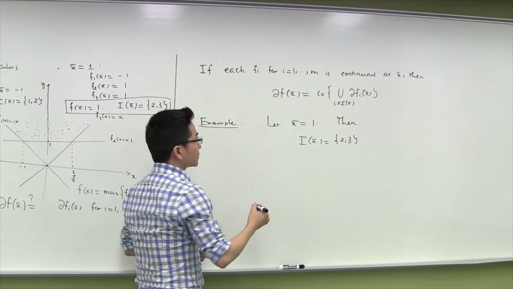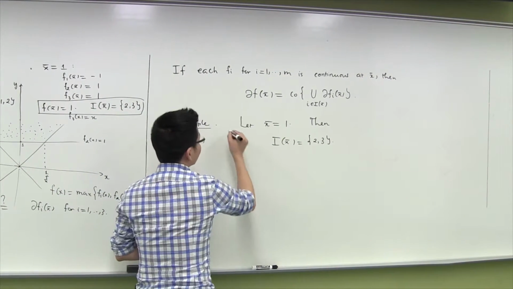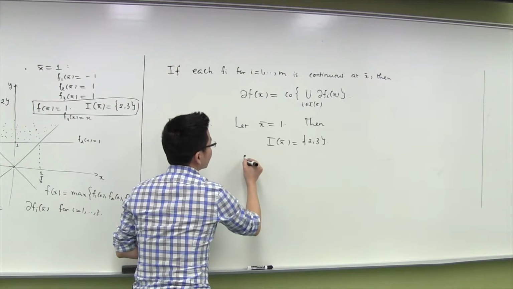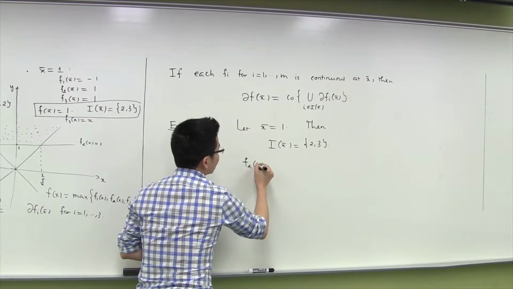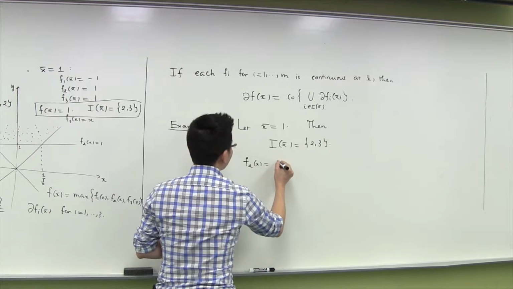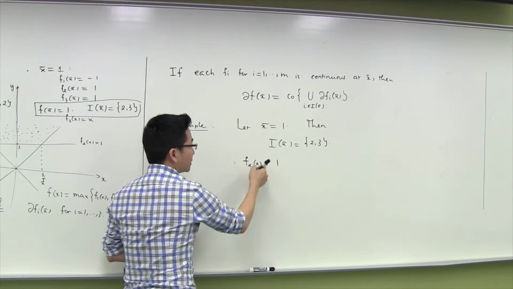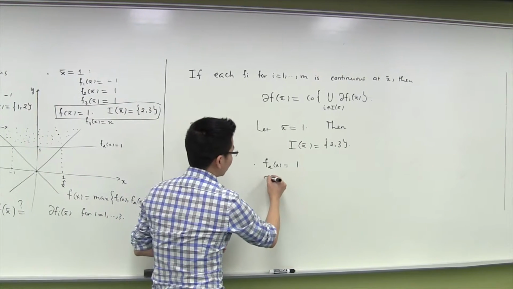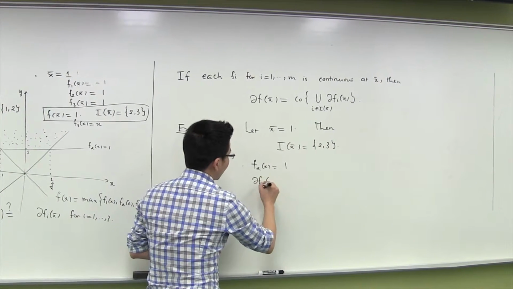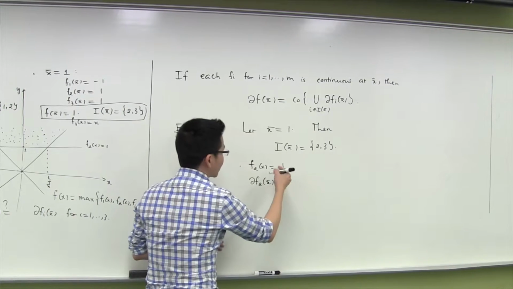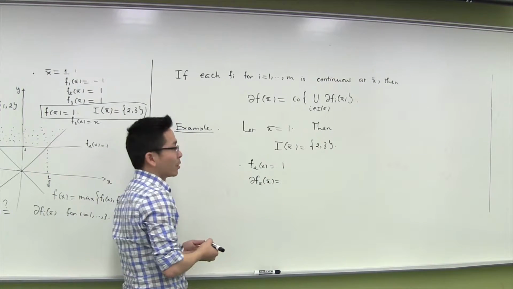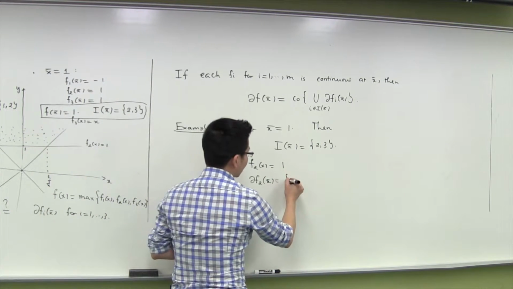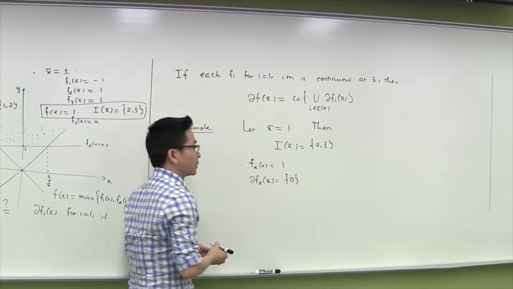Then, for the first function, f2 of x equals 1. We see that this function is differentiable, so the subdifferential of the function f2 at x bar is just the derivative of the function at this point, so it contains a singleton that is 0.